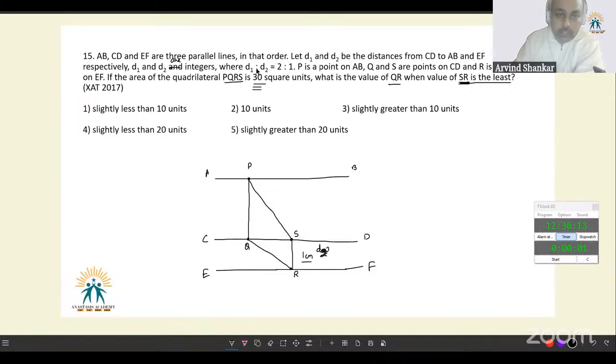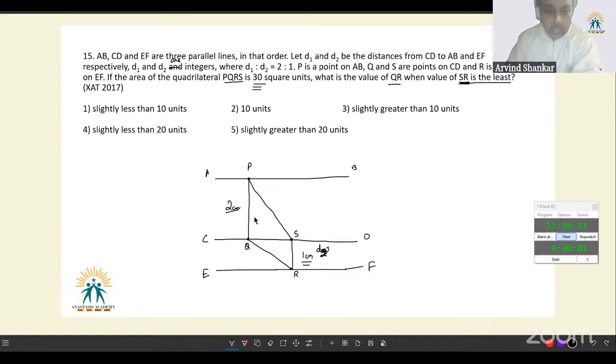D1 and D2 are integers. The ratio of D1 to D2 is 2 to 1. This is D2, which would also tell me PQ is 2 centimeters or 2 units. If SR is the distance between two parallel lines, PQ is also the distance between two parallel lines. This is 2 units. This is 1 unit.